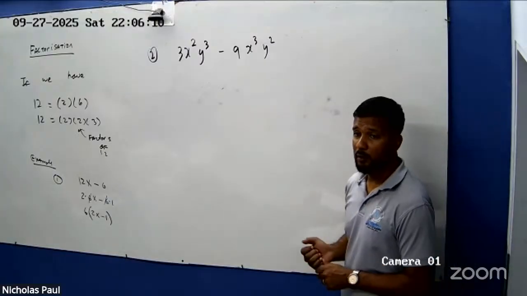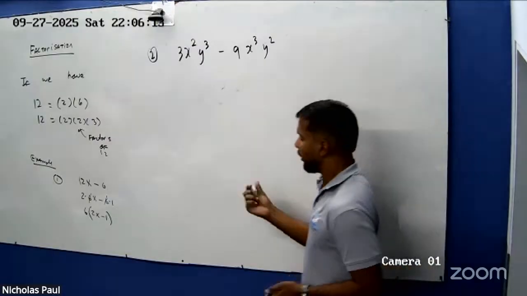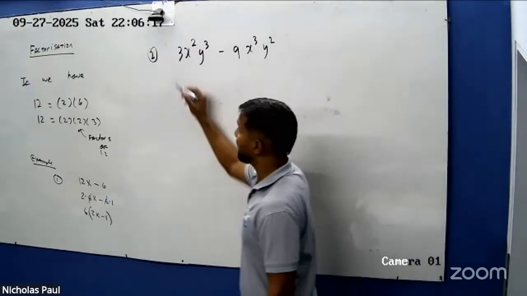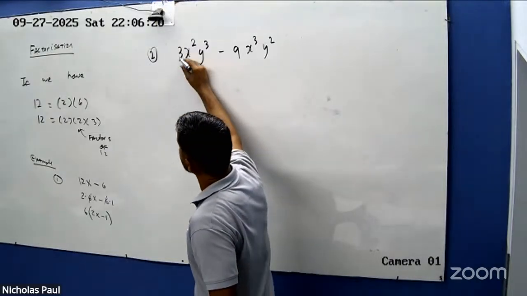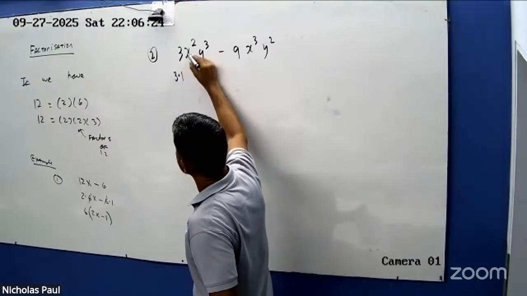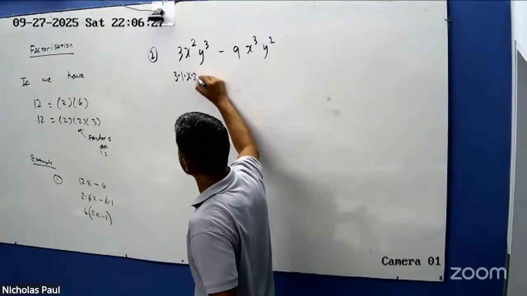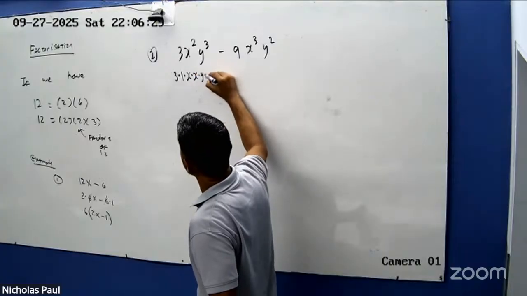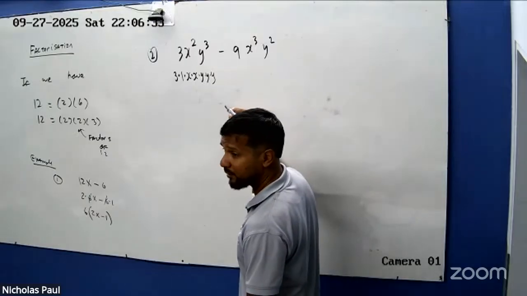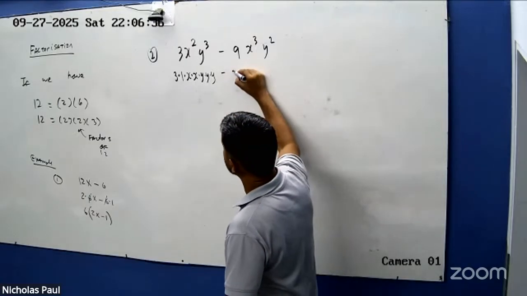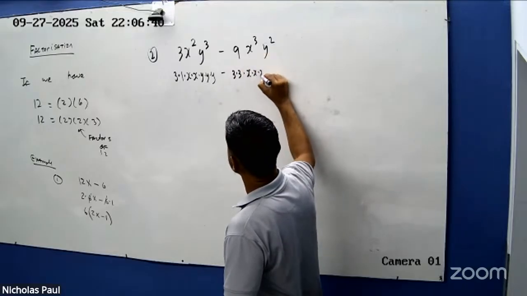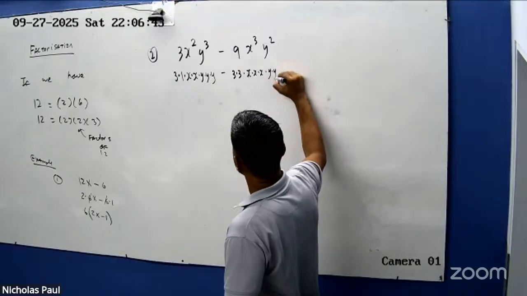Ready? Again, you don't have to do this step if you've seen it already, but I like to expand it out. 3 could be 3 by 1. X squared could be x by x. Y cubed will be y by y by y. As I said, you don't have to write all of this out if you can see it. 9 is 3 by 3. X cubed is x by x by x. Y squared is y by y.